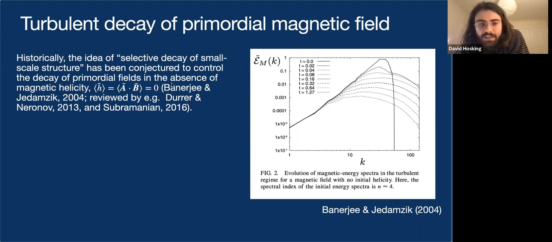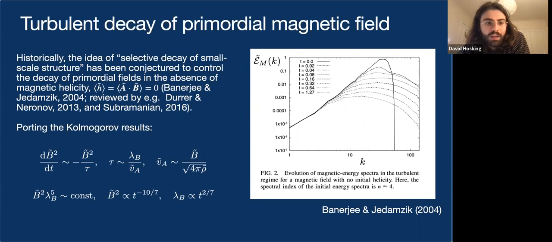And so the idea is that actually the decay of such fields should be controlled by this selective decay of small scale structure. And apparently, in fact, this did look to be the case in early simulations. So here's a simulation that looks rather like that figure I just showed by Banerjee and Jedamzik, 2004, showing you have this small scale, the large k structure is decaying, but the large scale asymptote is preserved. And so one can simply port those Kolmogorov results to the primordial fields problem.